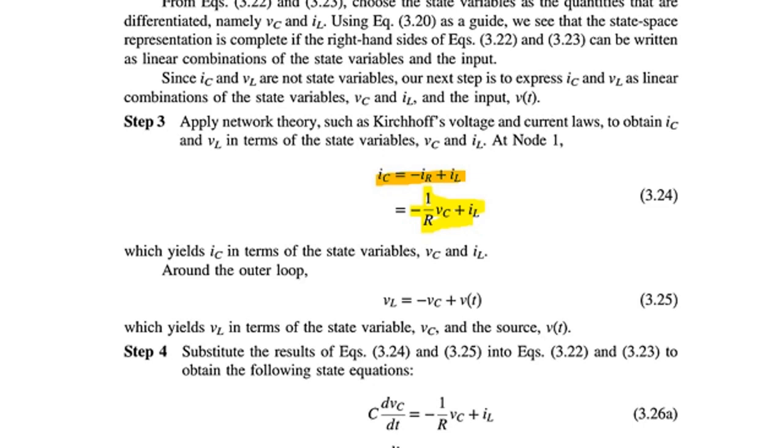Now we will apply KVL at the outer loop, from which source voltage will be equal to voltage drop across the inductor and voltage drop across the capacitor. And from this, voltage drop across the inductor will be equal to minus voltage across the capacitor plus the source voltage, which is V of t. Now substituting these values in the derivative equations for all energy storage elements and making rearrangements, we will obtain our desired state equation model for the system.